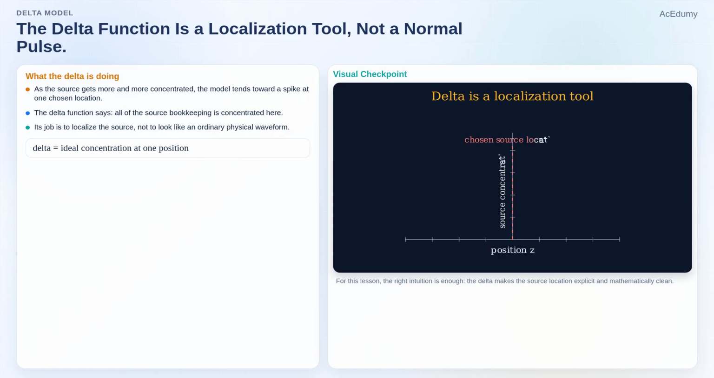You should not read it as an ordinary pulse. You should read it as a localization tool. It tells us that the source bookkeeping is concentrated at one chosen position. So the delta is not visual decoration. It is the mathematical way of saying the source lives here.